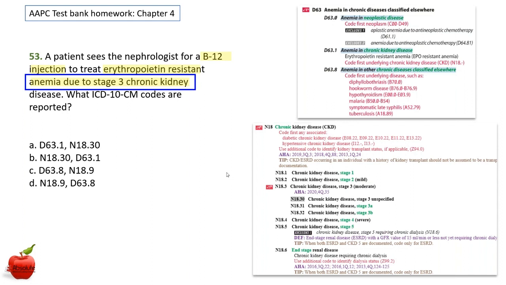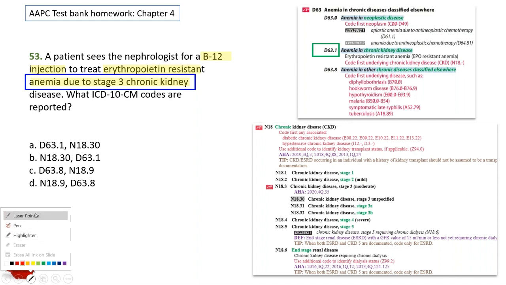So the very important phrase is anemia due to stage 3 chronic kidney disease, because that's going to drive our answer. So let's have a look into the two codes, D63.1 and D63.8. If you have a closer look, D63.1 is coding for anemia in chronic kidney disease. Whereas D63.8 is coding for anemia in other chronic disease classified elsewhere. So what do you think, coders? Which is the correct answer?